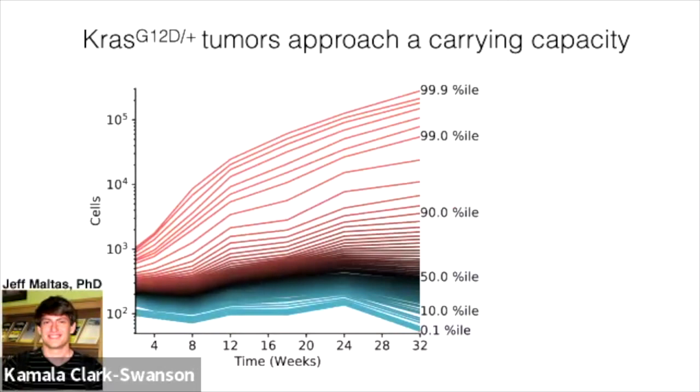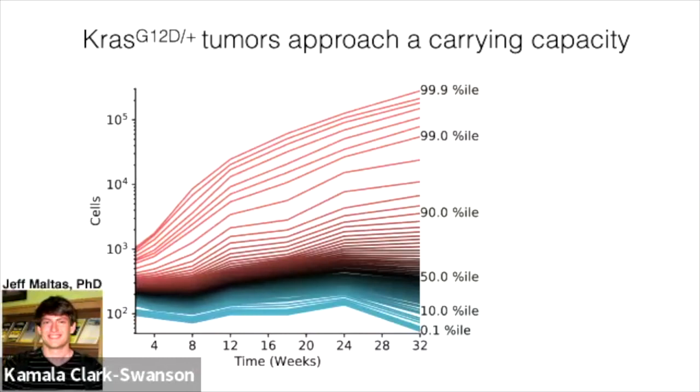So we'll start with the simpler genetic model. This is just a single oncogenic KRAS mutation. A lot of the analysis was done by a postdoc that Jacob Scott and I share at Case, an independent fellow who has been working with me and Jake, Dr. Jeff Malthus. And here I'm showing the entire spectrum plotted at 2, 4, 8, 18, 24, and 32 weeks.